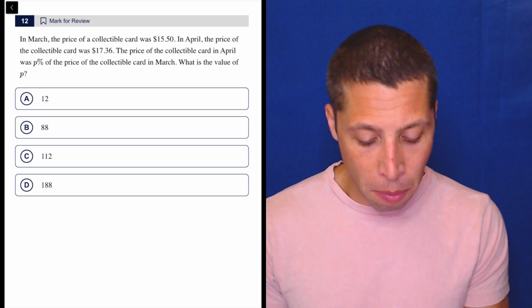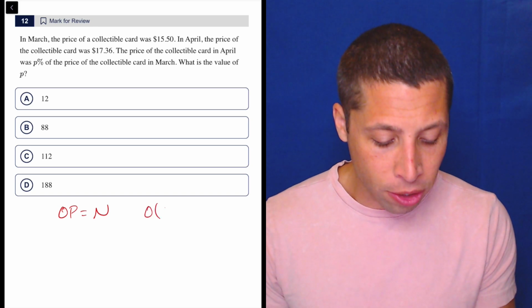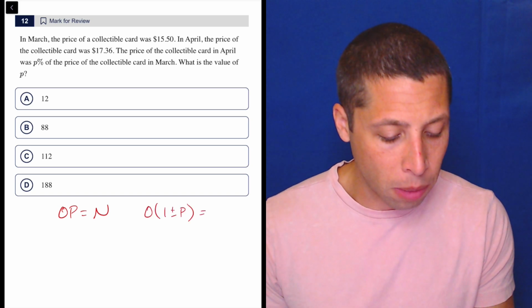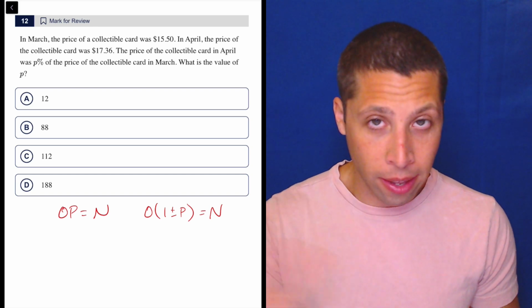So let's start with just remembering there are two formulas we use for percentage. One looks like the word OPE. One is going to look a little different, where we have this 1 plus or minus p. And so let's think about which one we need. Let's read the story and I'll clear it up.